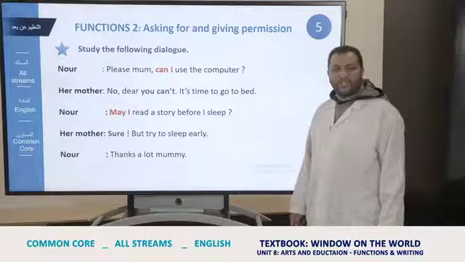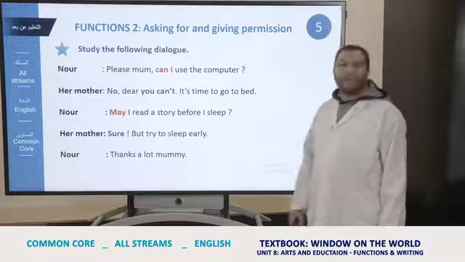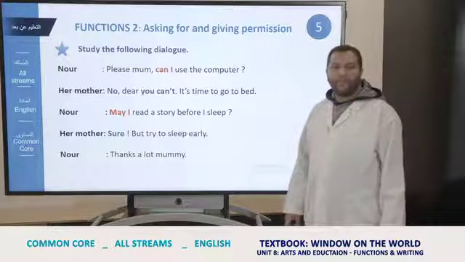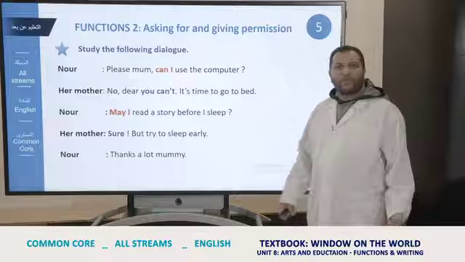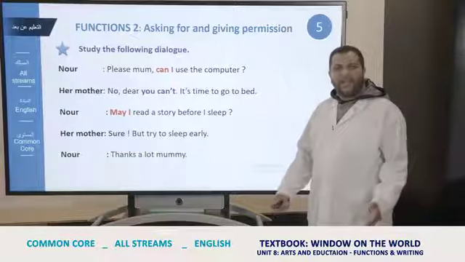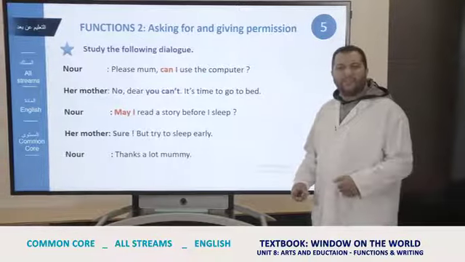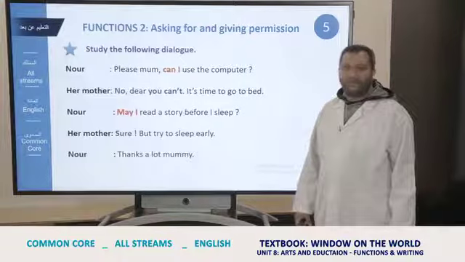Our functions lesson today is asking for and giving permission. We will learn some models and expressions we use to give permission and either accept permission or refuse permission.